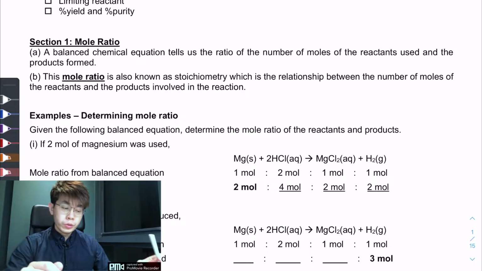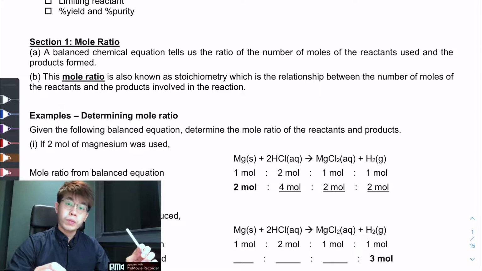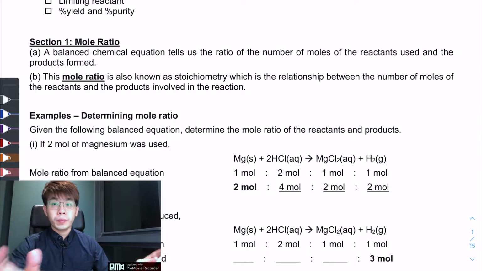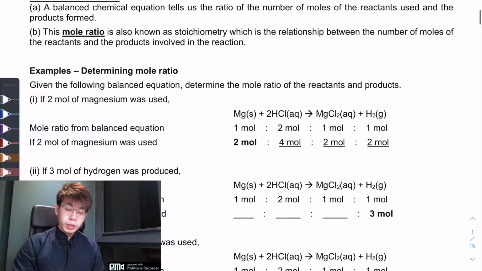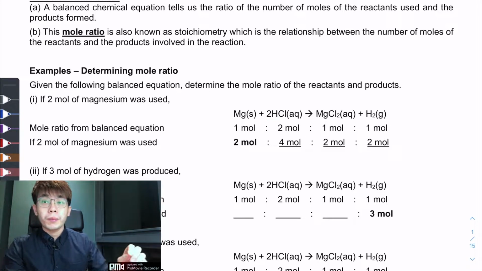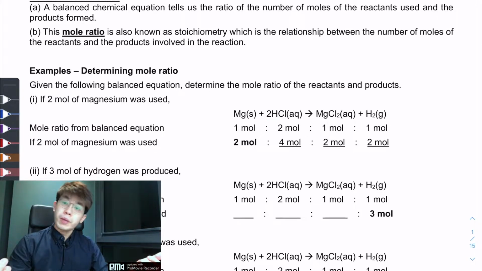Alright, hello everyone. So in today's video, we will be looking at this thing called mole ratio. We should have already learned how to balance chemical equations. When you balance chemical equations, you write the number as a coefficient at the front of the chemical formula. So let's see what it means, okay?